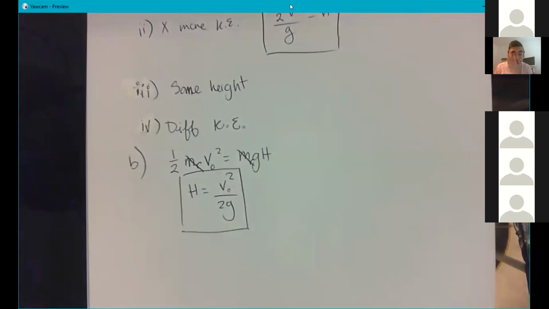Of course, this isn't how rocket science actually works, because a rocket doesn't start off with all of its initial velocity. It slowly accelerates up to its speed. So in order to actually get the height of a rocket, you have to do calculus.